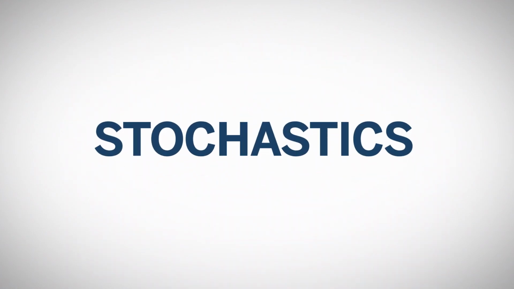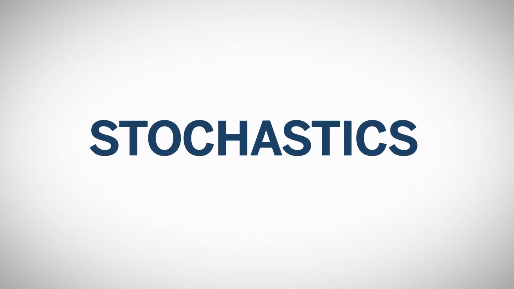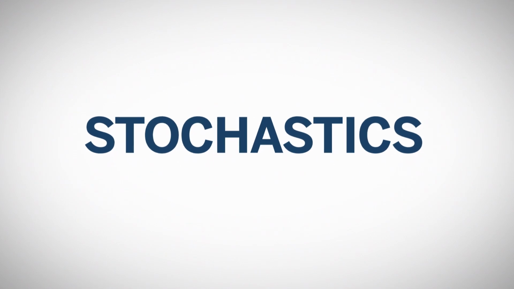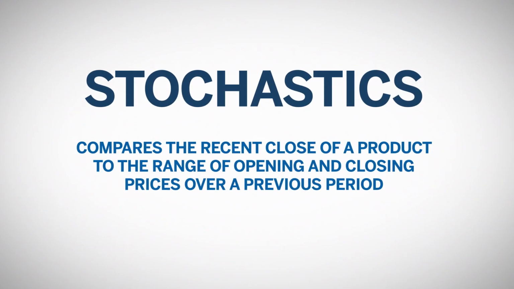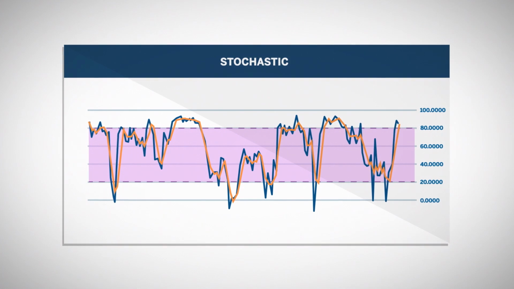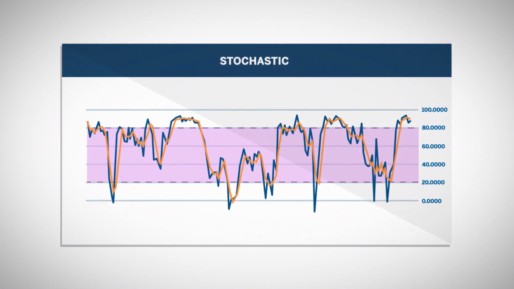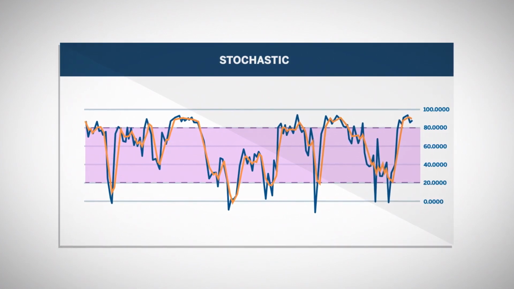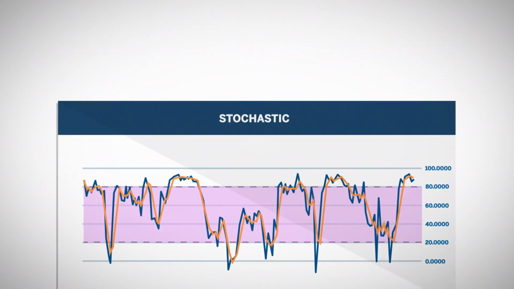Stochastics is another indicator that is used to gauge the trend of a market. The Stochastics indicator compares the recent close of a product to the range of opening and closing prices over a previous period. The basis of the assumption is that markets that are in an uptrend will close near the high of their range, and products that are in a downtrend will close near the bottom of their range.